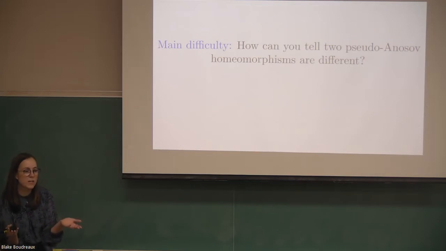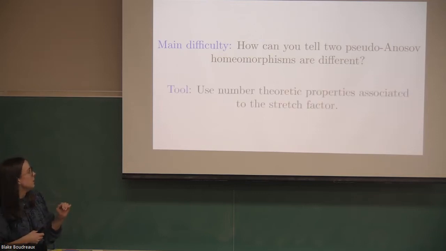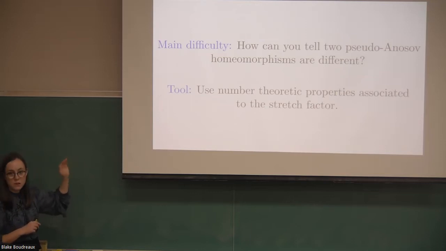You can't do this with a train track. You can have very many pseudo-Anosovs with the exact same train track. So you need to do something a little more sophisticated. So what you actually do is you end up looking at the number theoretic properties associated to the stretch factor, and you try to see when those properties differ, because those are going to be invariant.